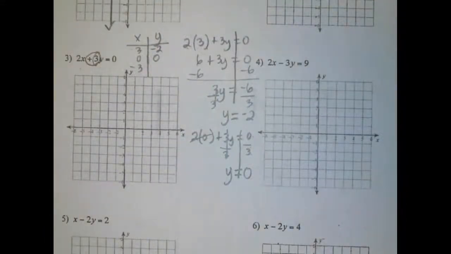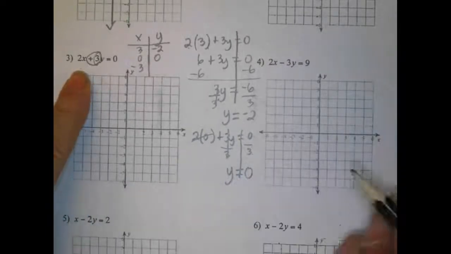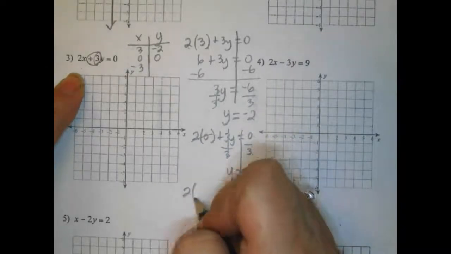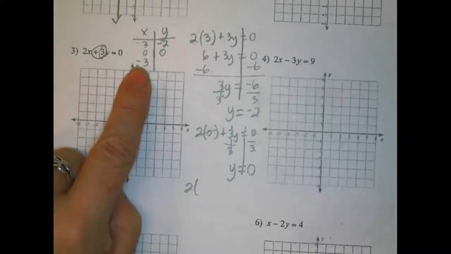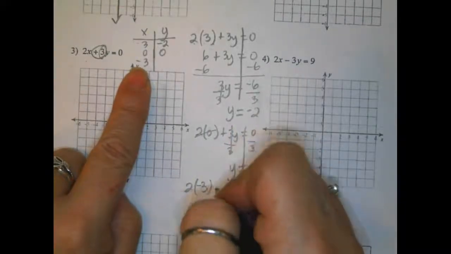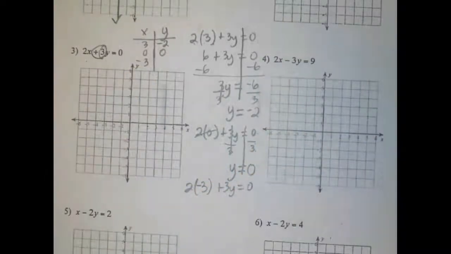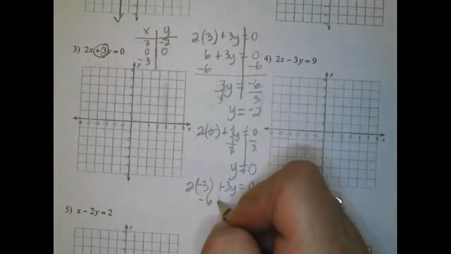And I could probably graph it now, but I really want to get a good idea of where this line is going to go. So I'm going to do my last equation. My last equation is 2 times x, but this time x is going to be what? Negative 3. Plus 3y is equal to 0. And then I need to solve it. What is 2 times 3? Or negative 3? Negative 6. Bring down the rest of my equation.